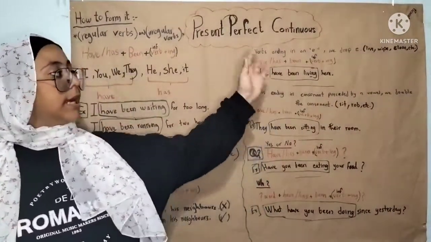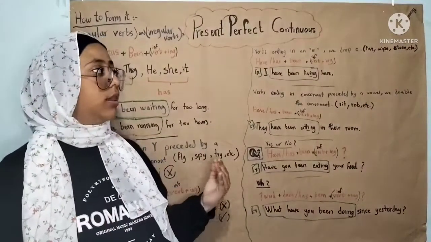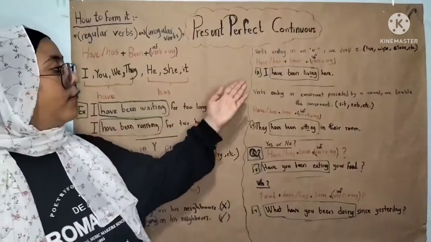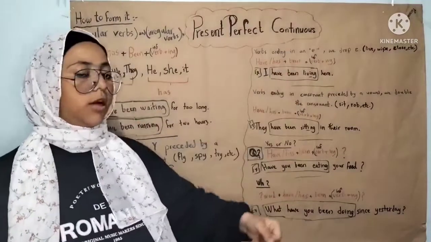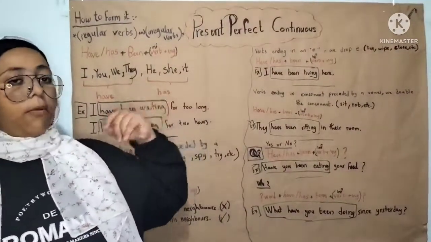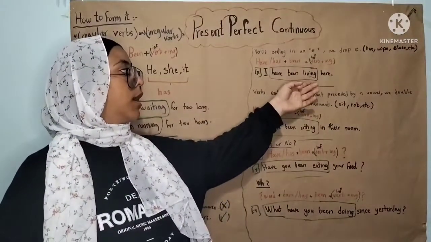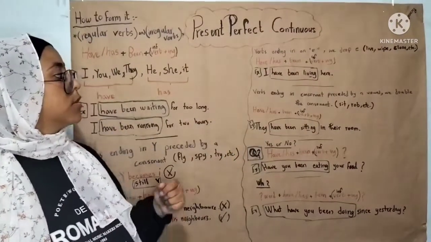So verbs ending in an e, we drop the e. Verbs like live, wipe, close, etc. Have or has plus been plus the infinitive form of the verb plus ing. For example, I have been living here. So we remove the e and we put the ing, so it becomes living like that.